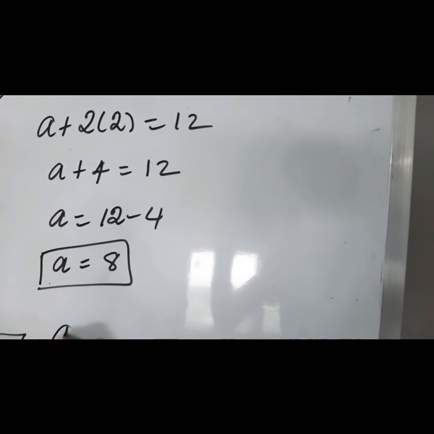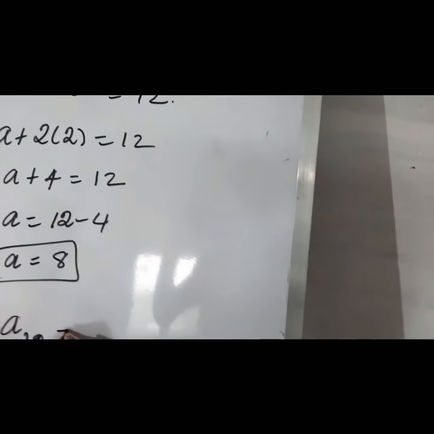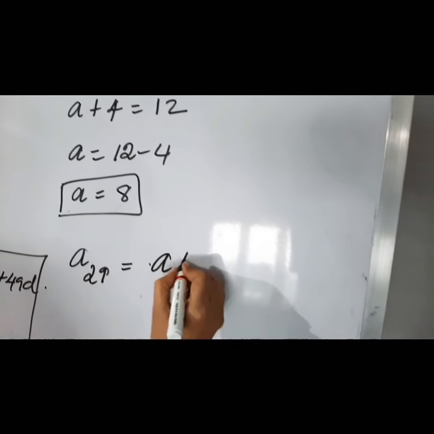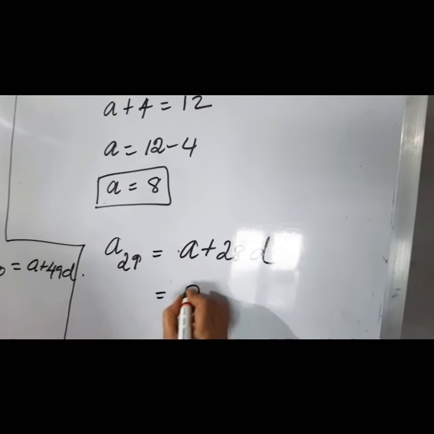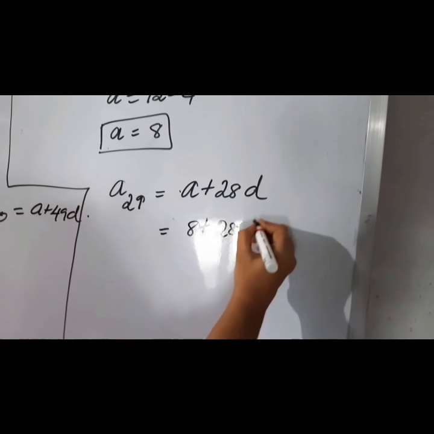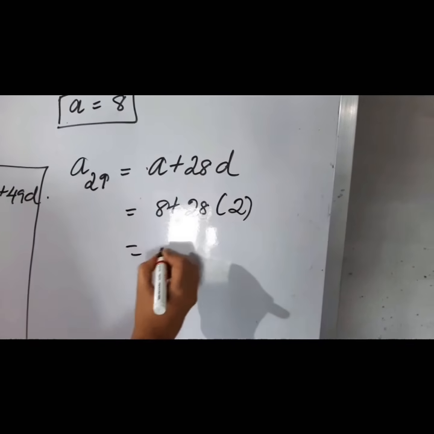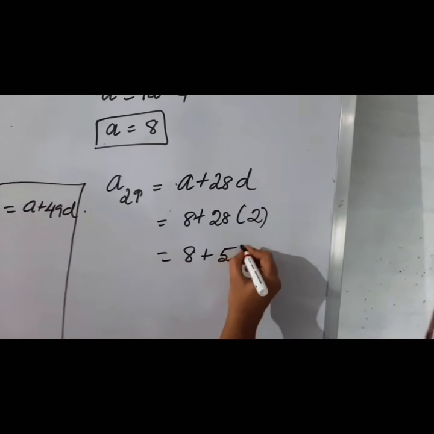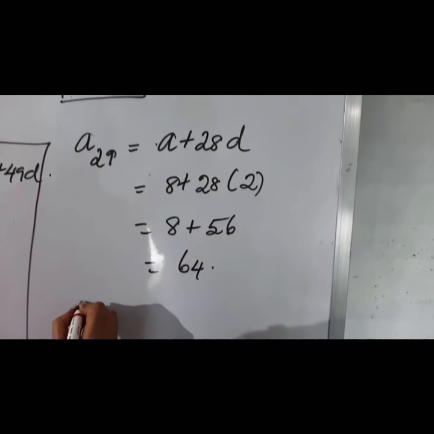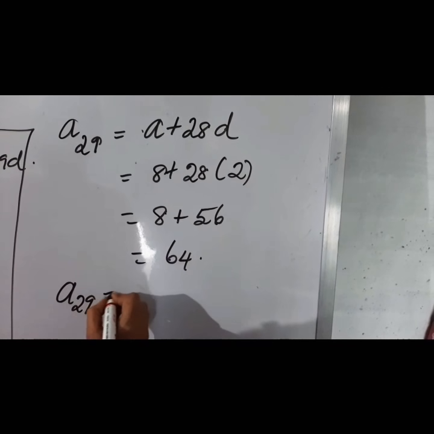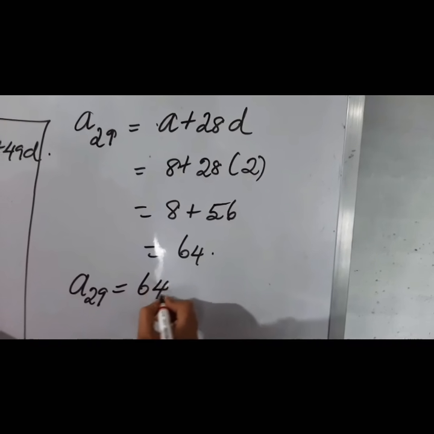What do we want to find out? A29. How will we write A29? A plus 28D, which is equal to 8 plus 28 into 2. 8 plus 56, which is equal to 64. The 29th term of this series is 64.